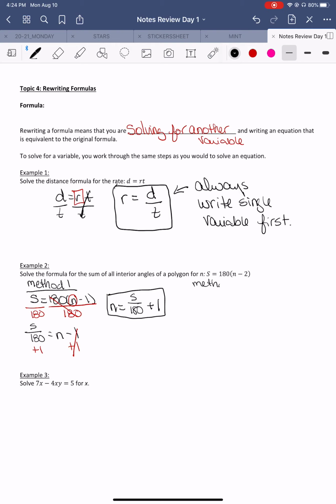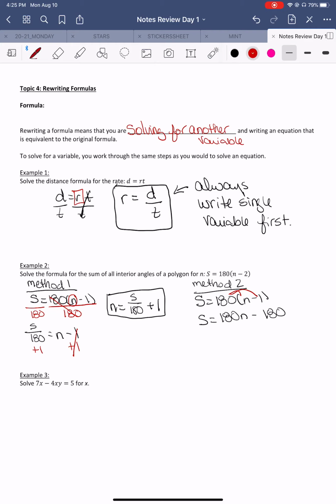Second method is to simplify first. So instead of getting rid of the 180, we are going to go ahead and distribute the 180 into the equation. That gives us s equals 180n minus 360.